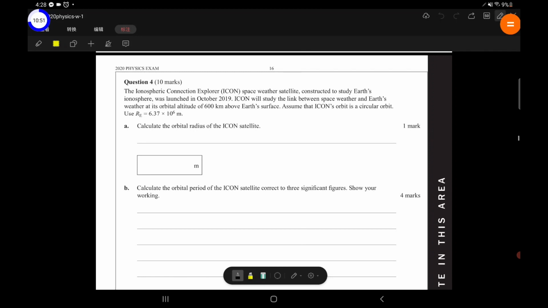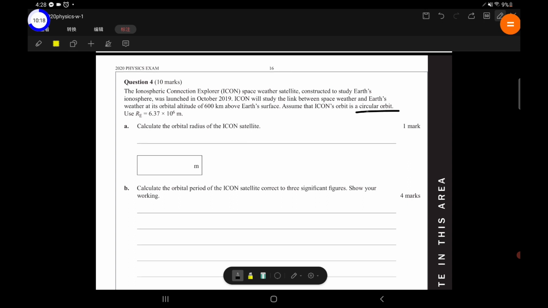Oh, so we have a 4 marker here, so this will be interesting. All right, so it looks at the Ionospheric Connection Explorer, ICON, a satellite constructed to study the Earth's ionosphere, launched in 2019. ICON will study the link between space weather and the Earth's weather. So that's basically useless information there. Okay, so this is important: orbital altitude is 600 kilometers above the Earth's surface, and we're assuming that's a circular orbit.